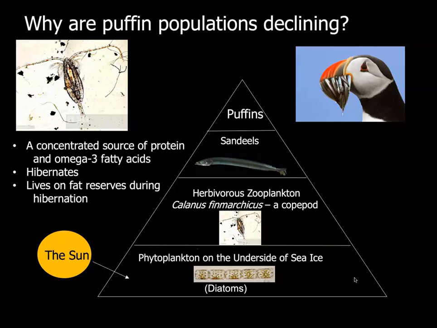Our herbivorous zooplankton, or our high-fat copepod, would be our primary consumer. Our secondary consumer would be a small fish called a sand eel. So these sand eels are feeding on these high-fat copepods once the ice starts to melt. And then puffins are feeding sand eels to their chicks.